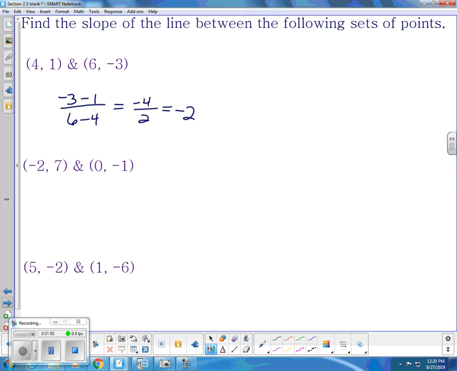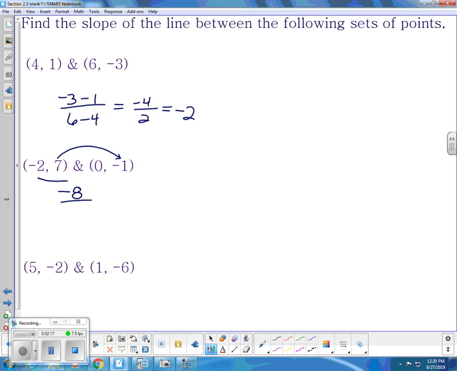Now, let's think about what slope actually means. How did the y change over how did the x change? So in this second one, how did the y change? How did that height change? Up or down by 8? When I went from a 7 to a -1. And it depends on which point you start with. I always go from left to right, but if you go the other way. So I went down 8.